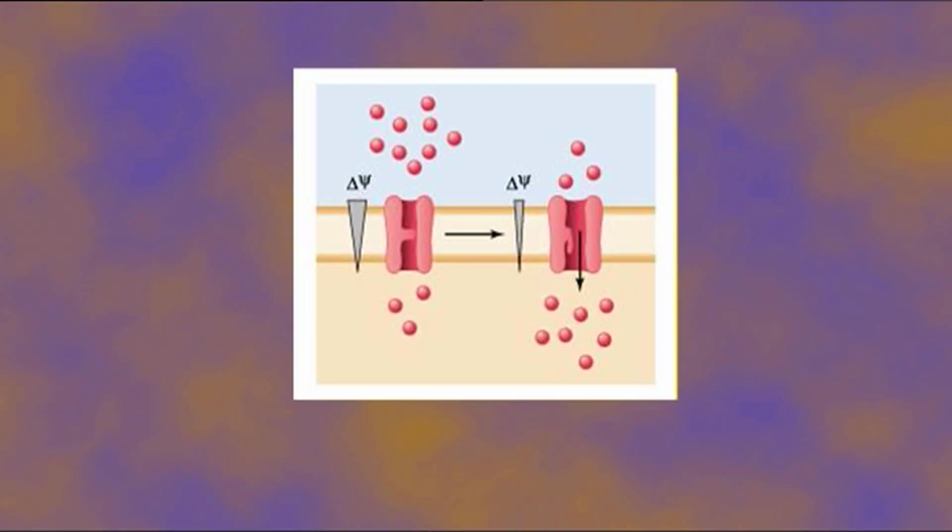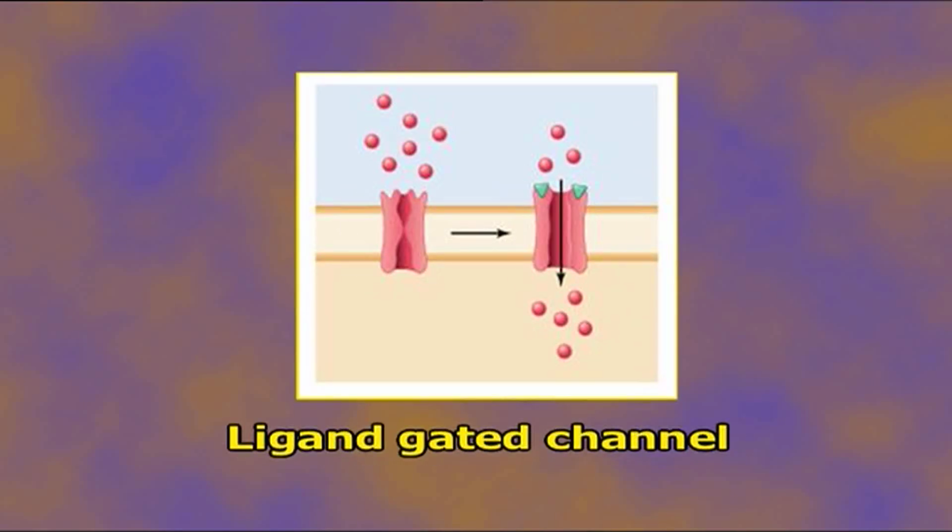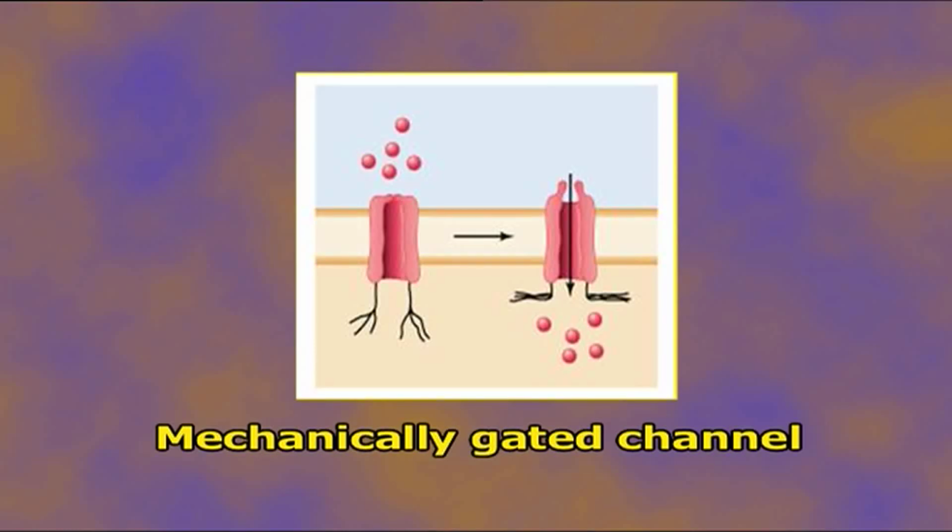While some of the channels are open all the time, others, called gated channels, behave as if they have gates that open and close. There are a number of gated channels, like voltage gated channels, ligand gated channels or mechanically gated channels, present in the plasma membrane.